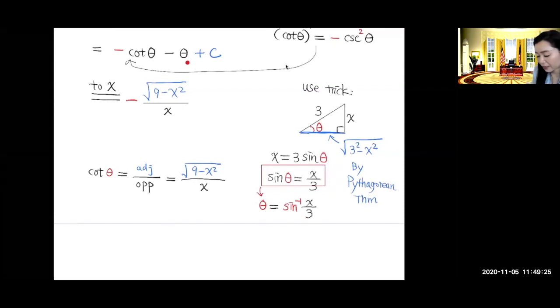So let's put it back. This is minus inverse sine of x over 3, finally adding that constant. So the trick to deal with this is to use this right triangle to take care of the cotangent theta, and take care of the theta by taking the inverse sine of x over 3 to put it here, and then don't forget the constant. So the final answer over here will be this.